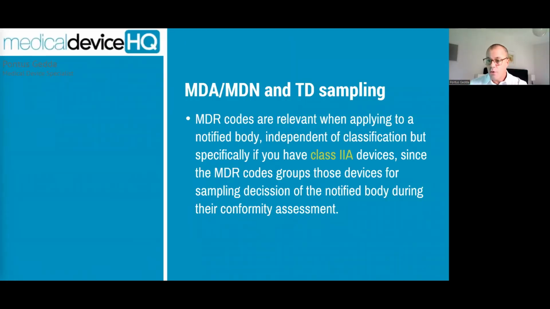So the MDR codes are relevant when applying to a notified body independent of classification, but specifically if you have class 2A devices, since those MDR codes, MDA or MDN, group your devices for the sampling decision of the notified body during their conformity assessment, meaning that the notified body needs to select at least one technical documentation sample for each MDA or MDN code for the initial technical documentation assessment of medical devices of class 2A. So that is also why they are important for you to understand.